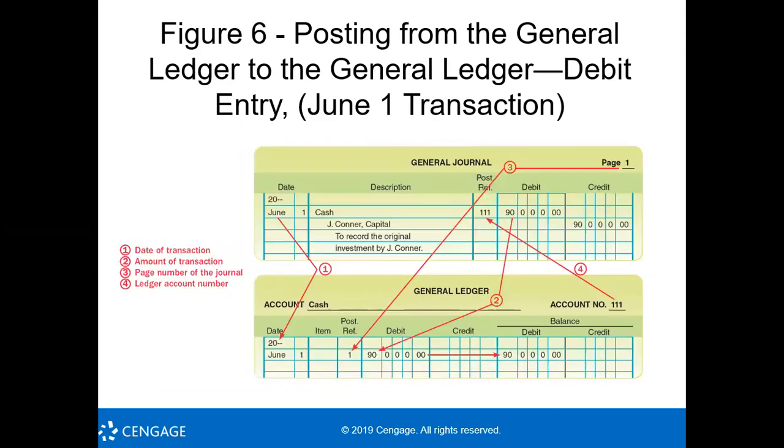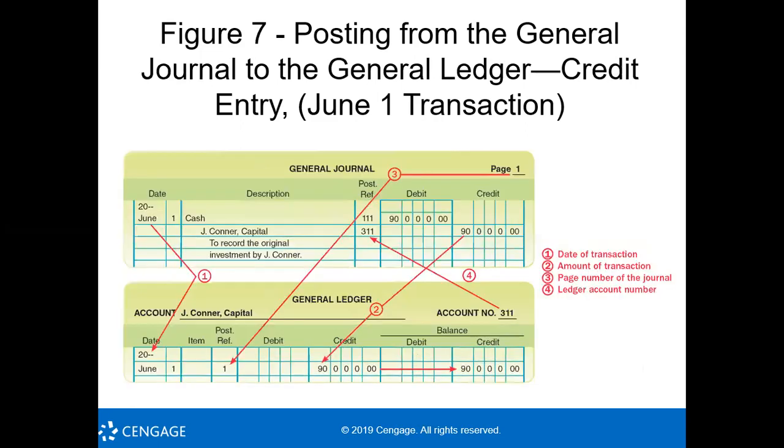So I guess this last slide was showing us when we post it to the cash account. This one's showing us when we post it to the capital account. Again, whatever we did our journal entry for, we're just transferring that information to the T account, AKA ledger account, right?